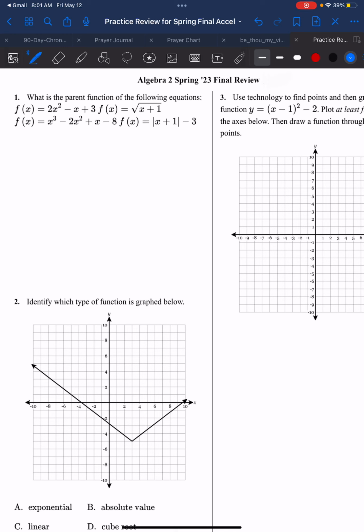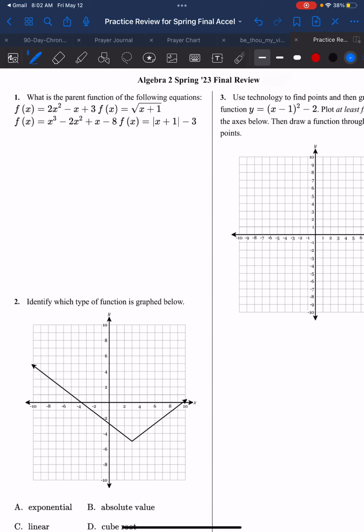This final is the same 20 questions for accelerated and regular, but there's 4 extra questions. So what I'm going to do is break it into 10 questions on the first video, 10 questions on the second video, and then the final 4 accelerated questions for my accelerated students on the third video. Okay, so let's just go ahead and get started.